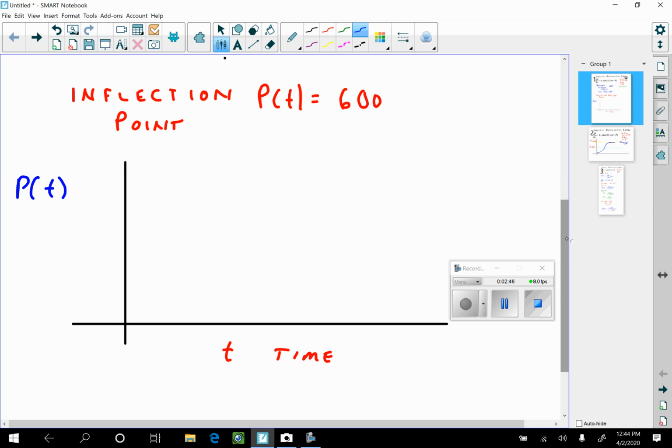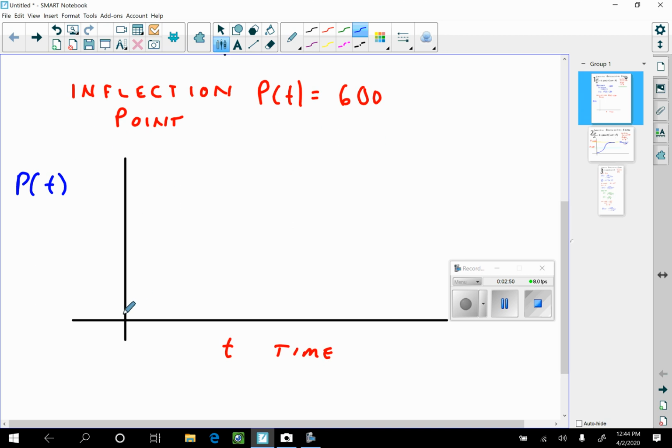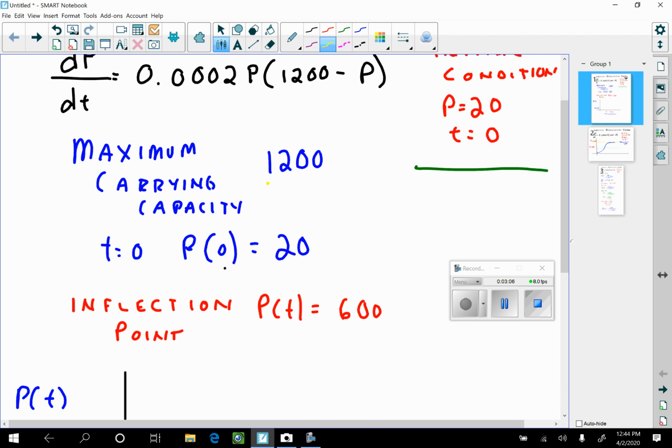Okay, so what do I need to realize? I need to realize that at t equals 0, the population is 20. So we can just put any point down here. This point right here is going to be (0, 20), because I'm looking at the population as a function of time. The other thing I need to do is sketch this horizontal asymptote, this carrying capacity right here. So I'm going to create a horizontal asymptote with my line tool that's going to be equal to where the population is 1200.